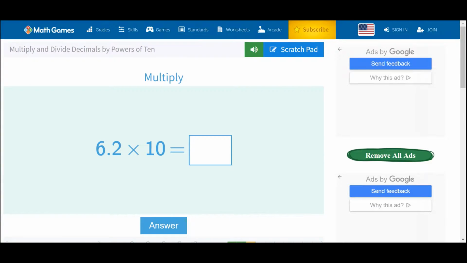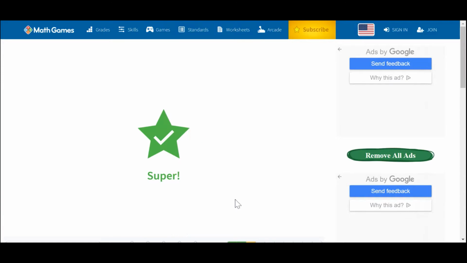So now here we are multiplying. Now when you're multiplying, it's a little different. You're going to move the decimal to the right, depending on how many zeros there are in the power of 10. So when you're dividing, you're going to move it to the left. When you're multiplying, you're going to move it to the right. So here, there's only 1 zero in 10, right? So you're just going to move the decimal once to the right. So your answer should be 62 as a whole number.